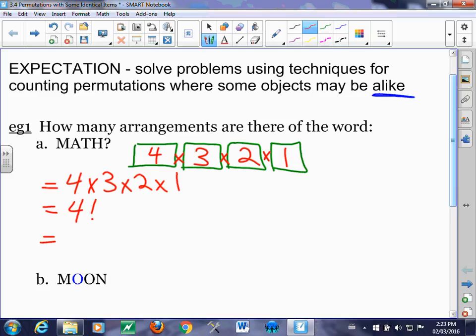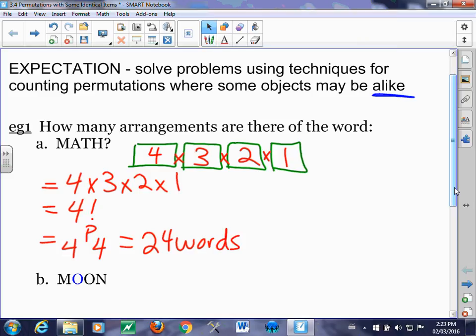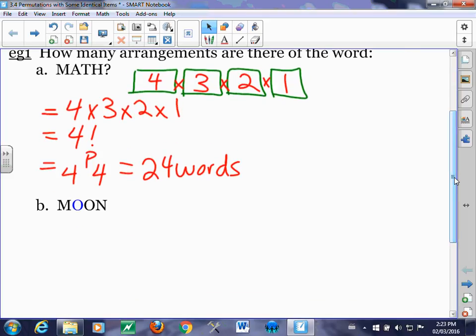Another thing we tied that into was a permutation. So it could be 4 letters and we want to use all 4 of them. Either way you plug those in your calculator, any of those 3 ways, you're going to get an answer of 24 different words, or arrangements if you want to call it that. All right, so that was fine. That's just a review of yesterday. But let's take a look at the example moon.